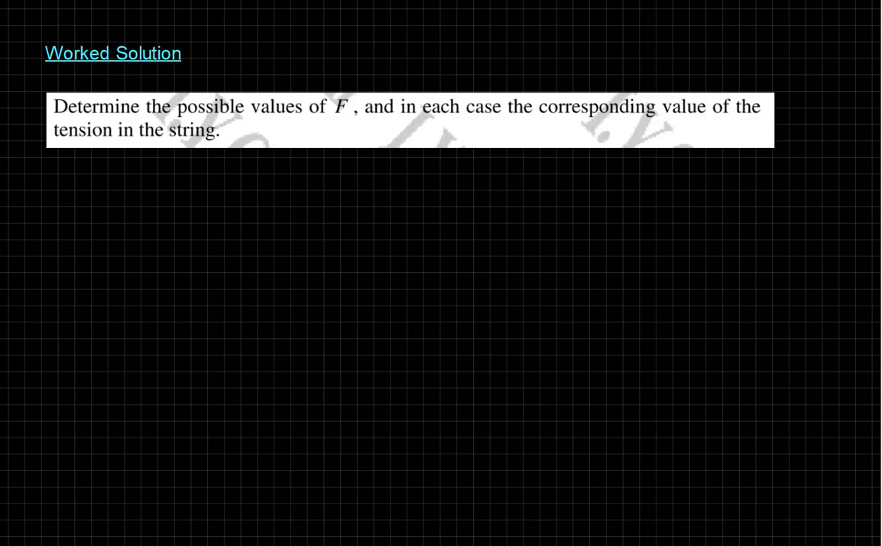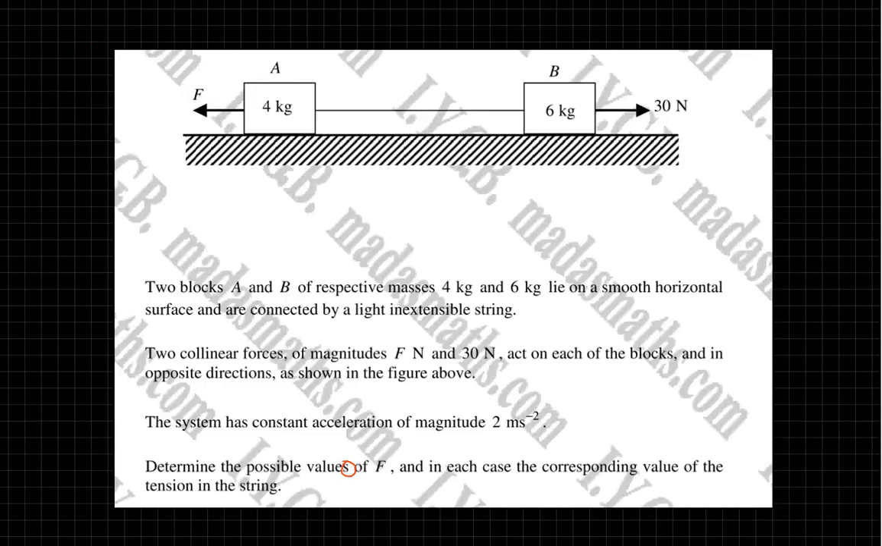Okay, so we're going to determine the possible values of F, and in each case the corresponding value of the tension in the string. Let me just go back to the question for a moment first, to read through it a bit myself. So you've got these two blocks, 4 kg and 6 kg, smooth, there's no friction, and a light inextensible string, which keeps things simple. And there are two forces: F is moving left, and you've got this other force, 30, moving right. And then it says the system moves with a constant acceleration of magnitude 2.